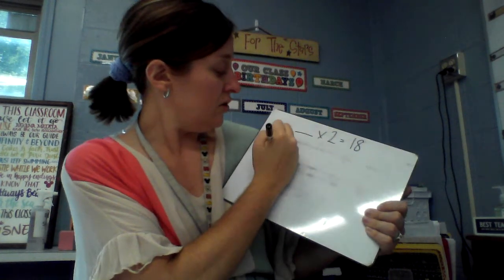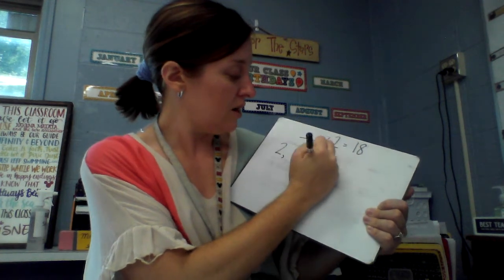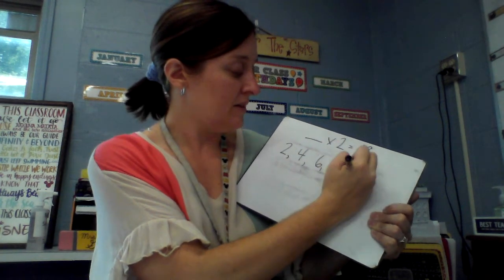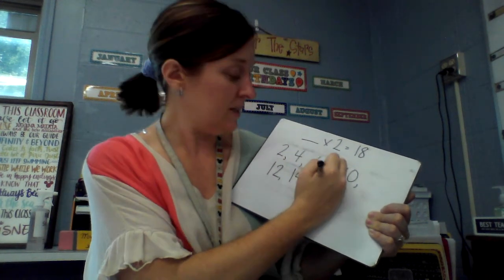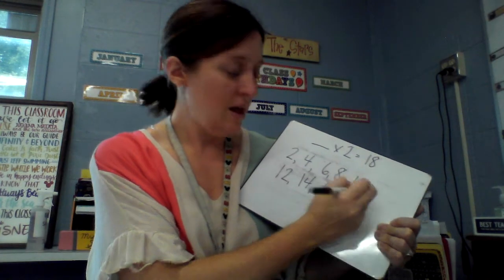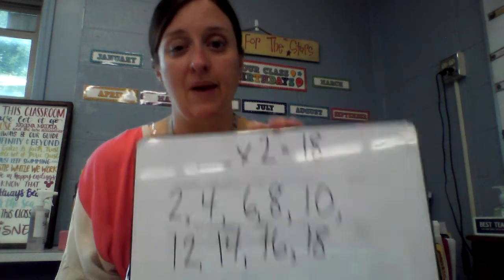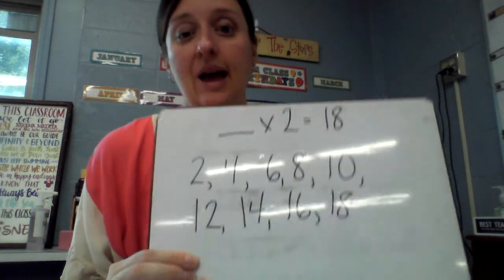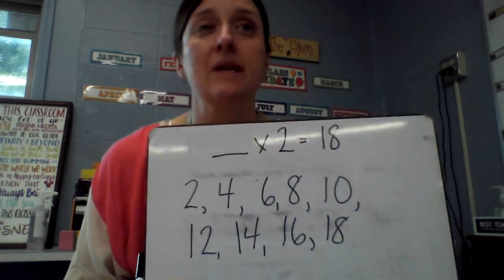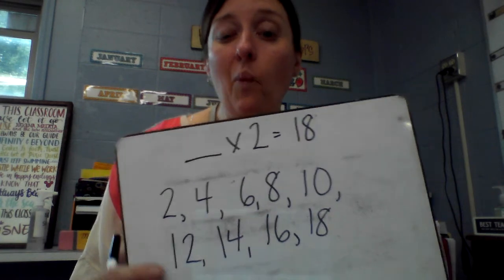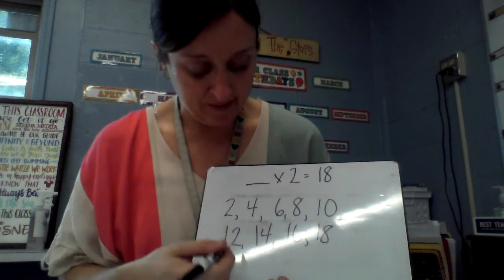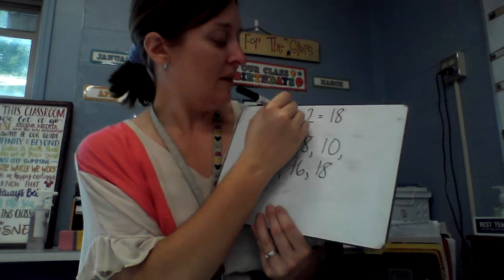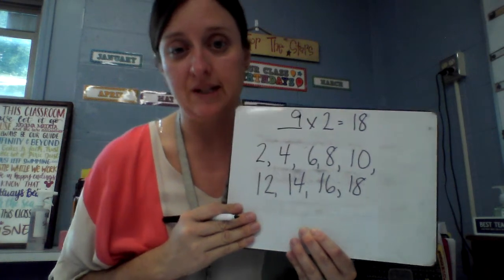And I'm going to write it down. I'm going to stop when I get to 18. 2, 4, 6, 8, 10, 12, 14, 16, 18. I stop because I'm at my product. I'm at 18. Now I can count the number of times I skip counted by 2s to see what number is going to go as my unknown. 1, 2, 3, 4, 5, 6, 7, 8, 9. 9 times 2 equals 18.